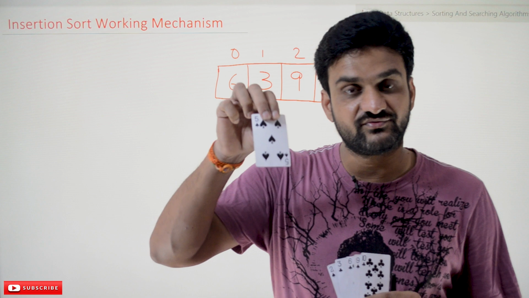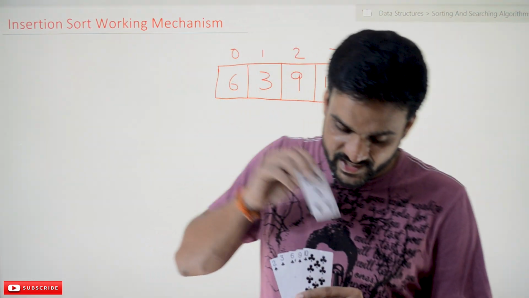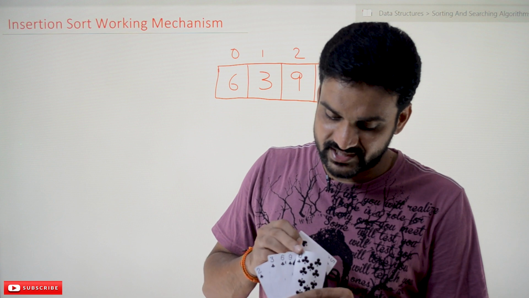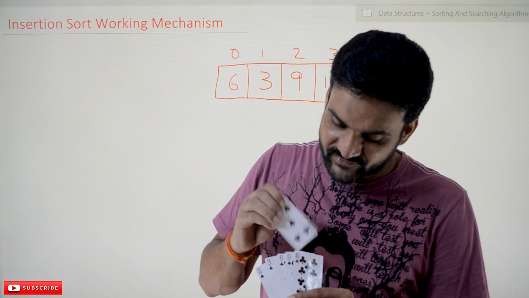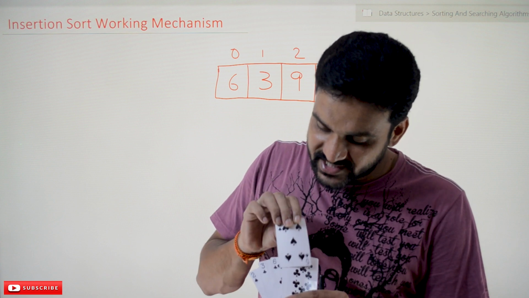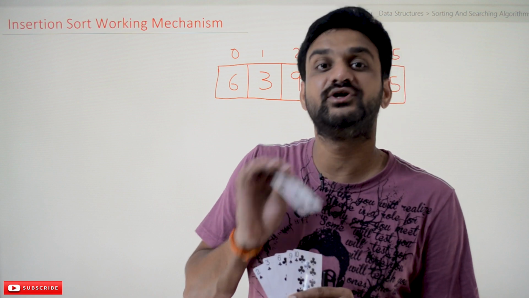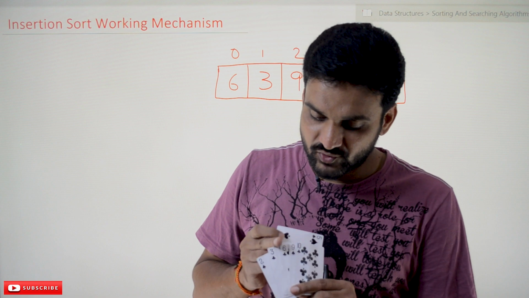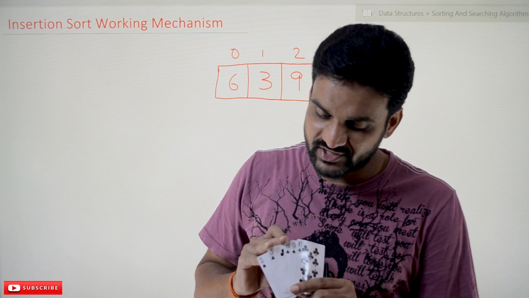Okay, so the fifth number is 5. Now again, compare: 10 greater than 5? Yes, it is true. So make a space. 9 greater than 5, true, make a space. 6 greater than 5, is it true? Sorry, yes, it is true. 6 is greater than 5. So move aside and make space between these two.